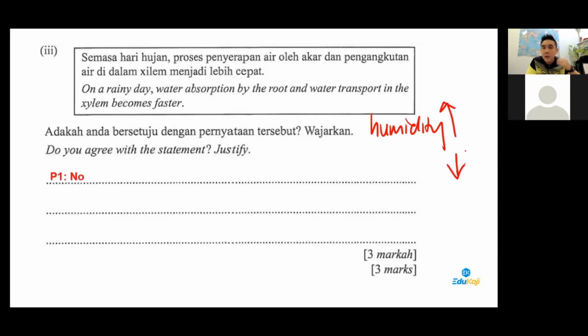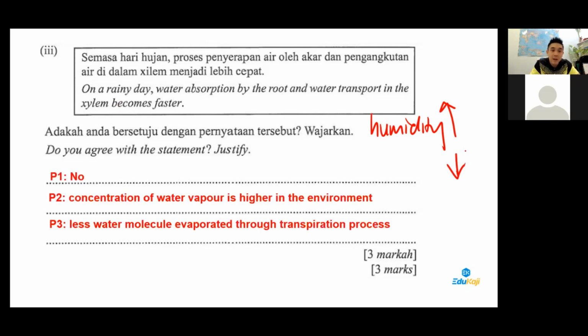First step, you just say no. You get 1 mark straight. Because the concentration of water vapor is high, less can be lost. This will reduce the transpiration rate. Or if you want to mention humidity is high, it's the same point as the second point here.